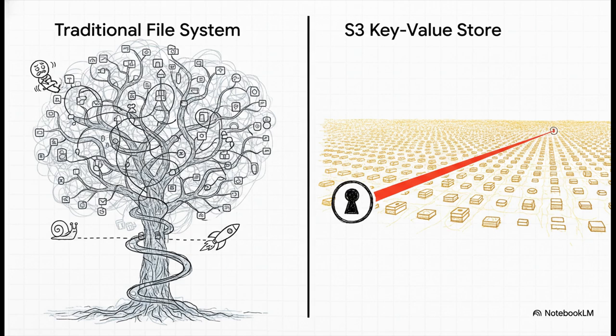A traditional file system, one that has to traverse a tree structure, would literally collapse under the weight of 100 trillion items. It would be impossibly slow. So the flat key-value structure, it's not just some random design choice. It's a physical necessity to handle that much data.